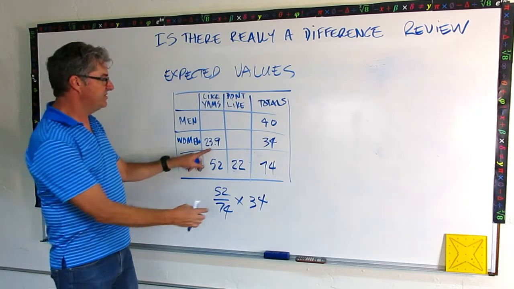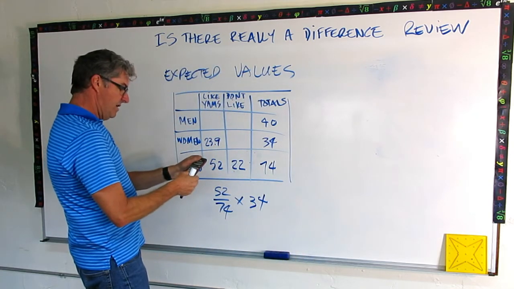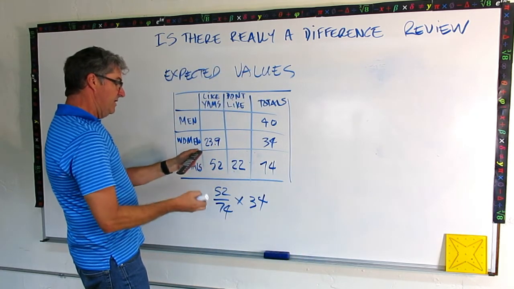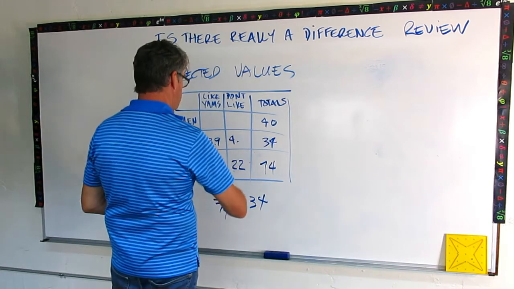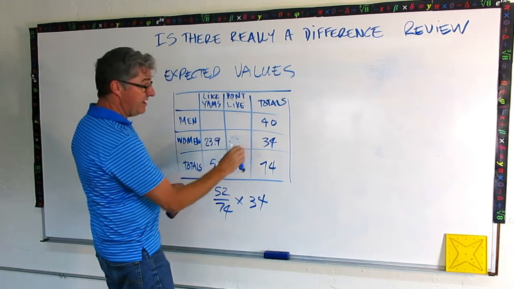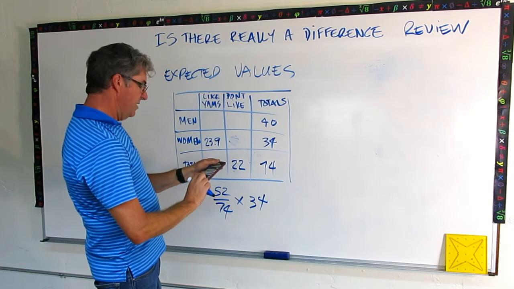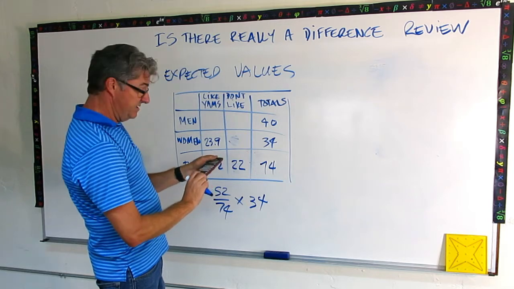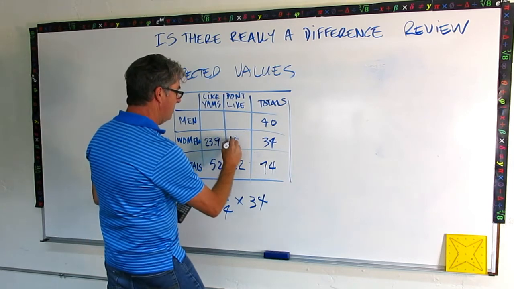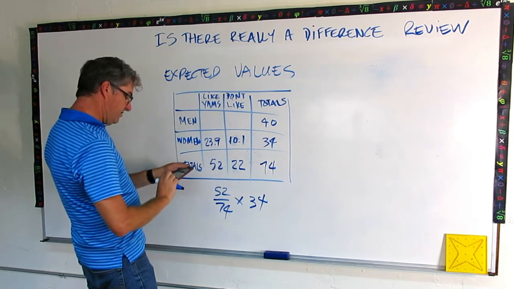It's pretty simple. I just subtract 29.3 from 34. 34 minus 29.3. That's going to get me 4.7. That can't be right. Let's try that again. 34 minus 23.9. I know what I did. That's 10.1. Now I can get this number by subtracting 10.1 from 22.